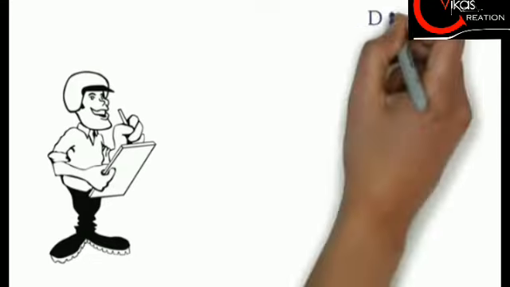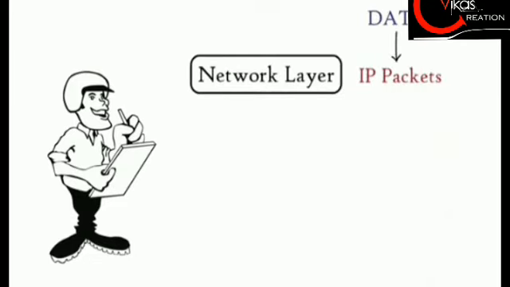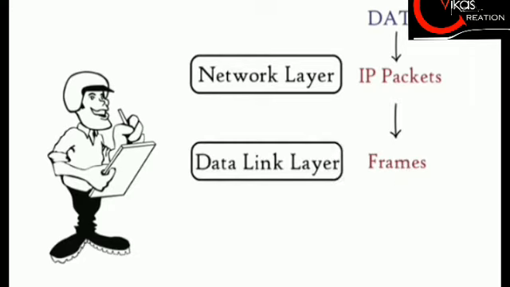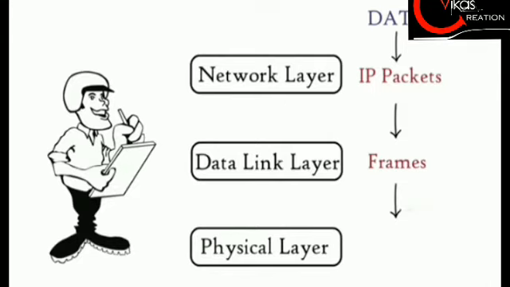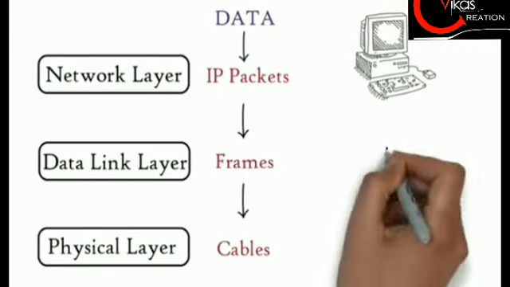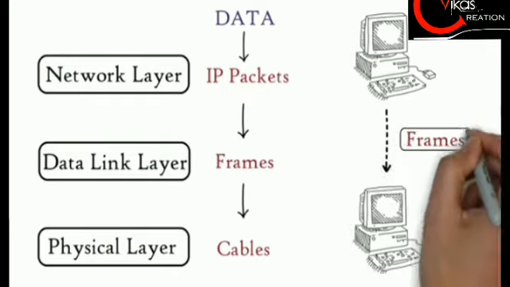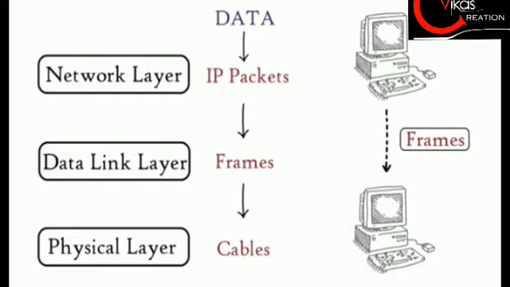Please note, the data in the network layer is in the form of IP packets. IP packets are packed into frames in the data link layer. The physical layer then transmits the frames into the transmission media. So, in a computer network, data moves from one computer to another in the form of frames. The same term will be used in the further discussion.